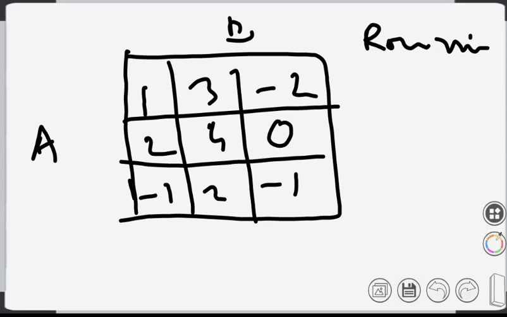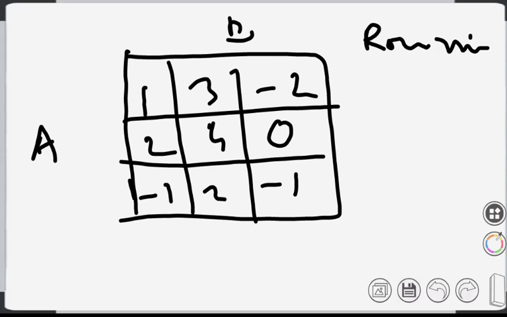Please define what is row minimum. Row minimum is the minimum amount player A is supposed to gain, whatever strategy B plays. Sir, can you please repeat what row minimum is? Yes. Row minimum is the minimum amount A is supposed to gain whatever strategy B plays.